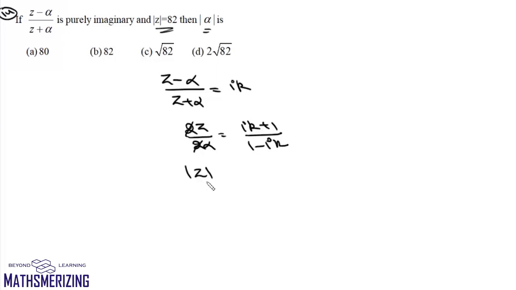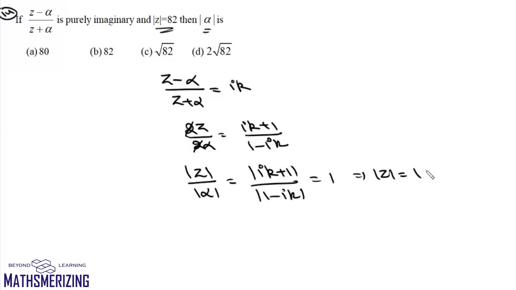So we'll take mod both sides. We'll get mod z upon mod alpha. So it will be mod of iota k plus 1 upon mod of 1 minus iota k. Now we know that mod of z is equal to mod of z bar, so it will be 1. So from here we can write mod of z will be equal to mod of alpha, and that is 82. So here the value of mod alpha will be 82, and that's your option number B.